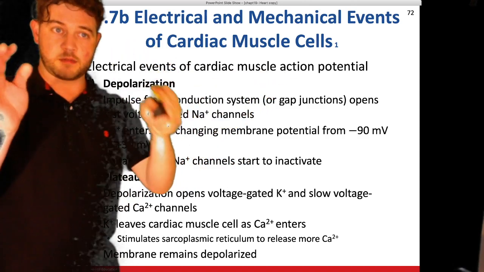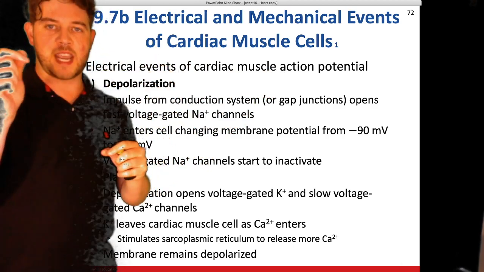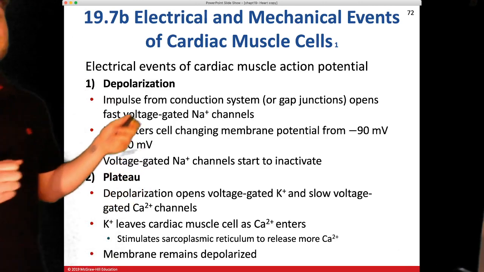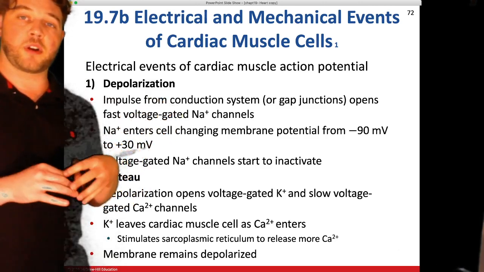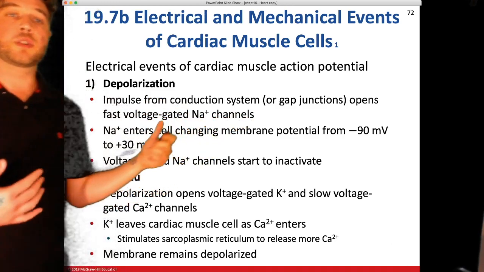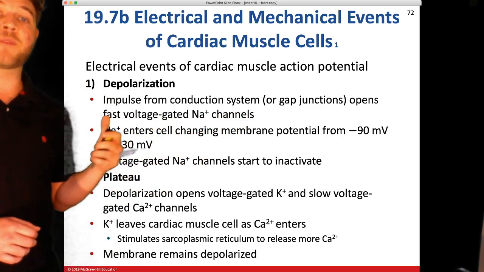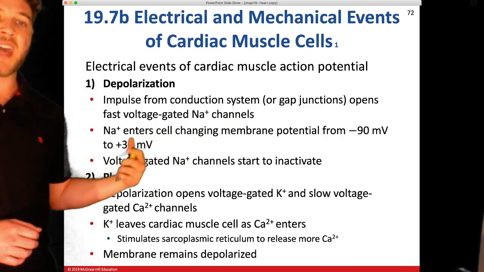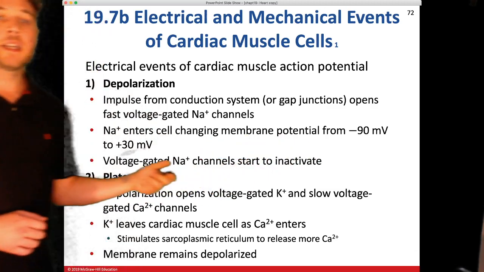I know it's hard to separate those two things, but you have your electrical system of your heart, and you have your electrical mechanical system of the muscle cells. So once the SA node, once the conduction system of the heart starts to depolarize, it'll transfer that depolarization, that signal, to the cardiac muscle cells. So you have still the same opening of, this time, fast voltage-gated sodium channels, not slow but fast. Your sodium enters the cell, changing the potential from -90 to +30.